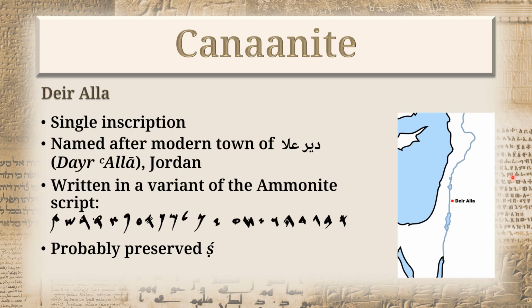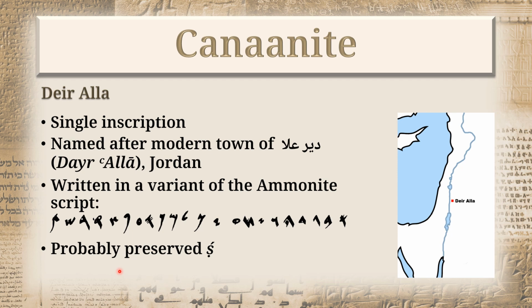The next language is probably the most obscure one. It doesn't even have a name. It's sometimes just called Deir Alla, or the language of the Deir Alla inscription. So there's only a single inscription, and you see this language isn't even named after an ancient kingdom, but rather after the modern town of Deir Alla in Jordan. So, a nice little town near the river Jordan. It is written in a variant of the Ammonite script, which makes sense because Deir Alla is close to where Ammon was in antiquity. So it looks like this.